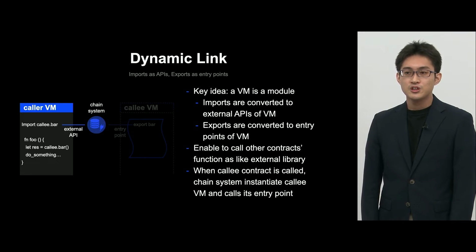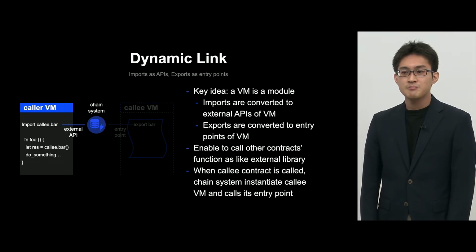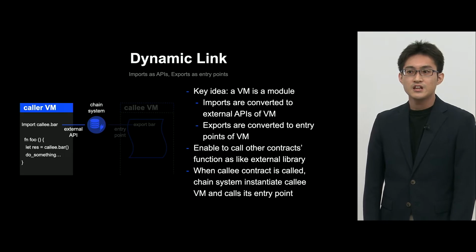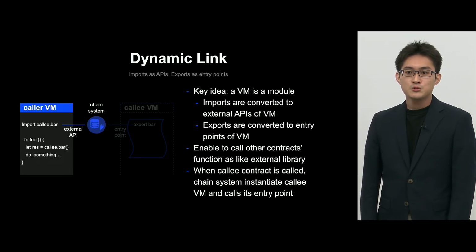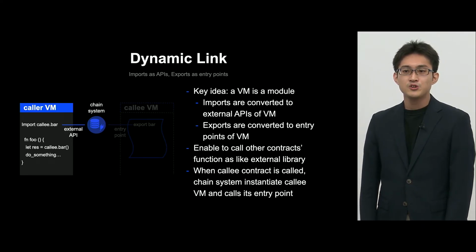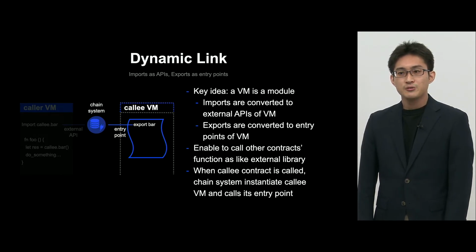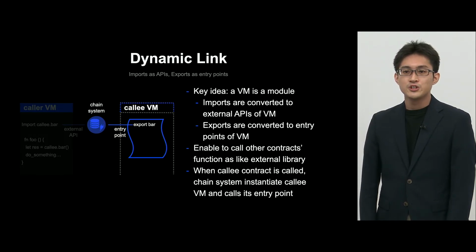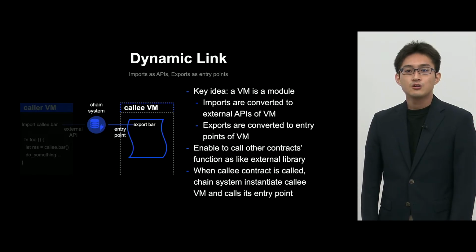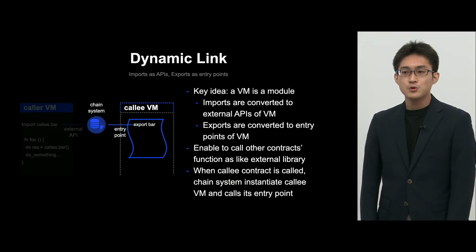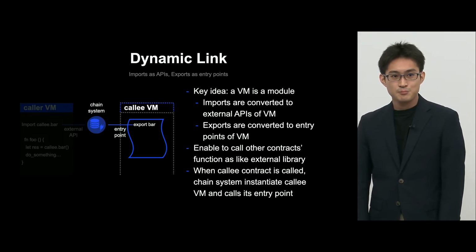On the left, we have the caller side, import callee.bar. This is the code, and for the VM, this is to prepare for the external API so that the chain can be called. So when the imported callee.bar function is called, that would be a call to the call API provided by the chain. When the API is called, as you see on the right-hand side, the callee side of the VM will be started up, and the entry point will be communicated.